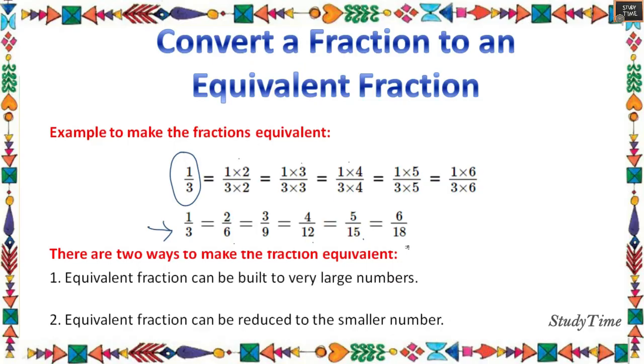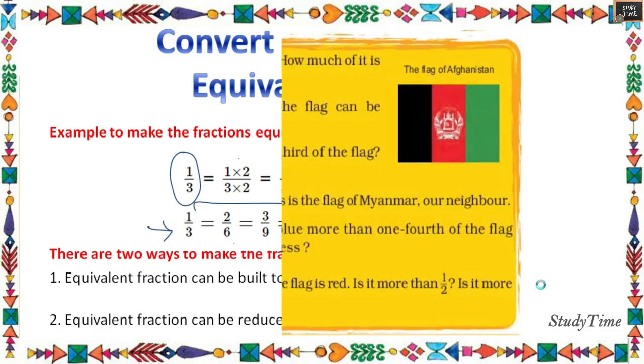There are two ways to make the fraction equivalent. Equivalent fraction can be built to very large numbers. See here, very large numbers you have built. Equivalent fraction can be reduced to smaller number. 6 by 8 can be reduced to 1 by 3. It can also be reduced, it can also be built to very large numbers.